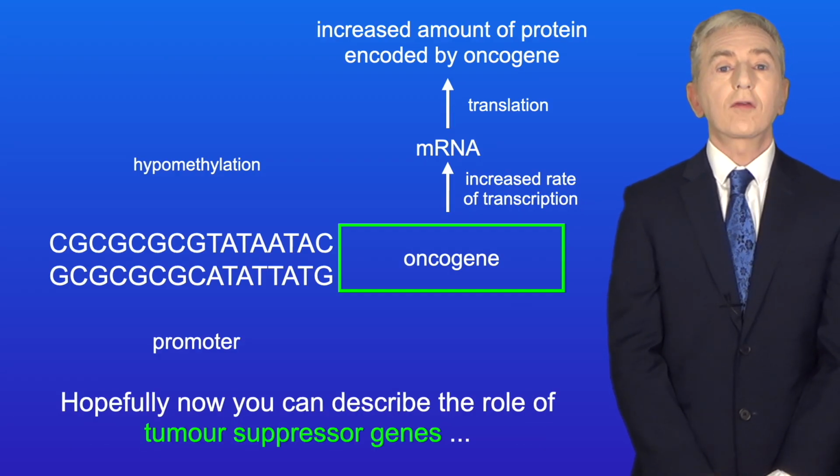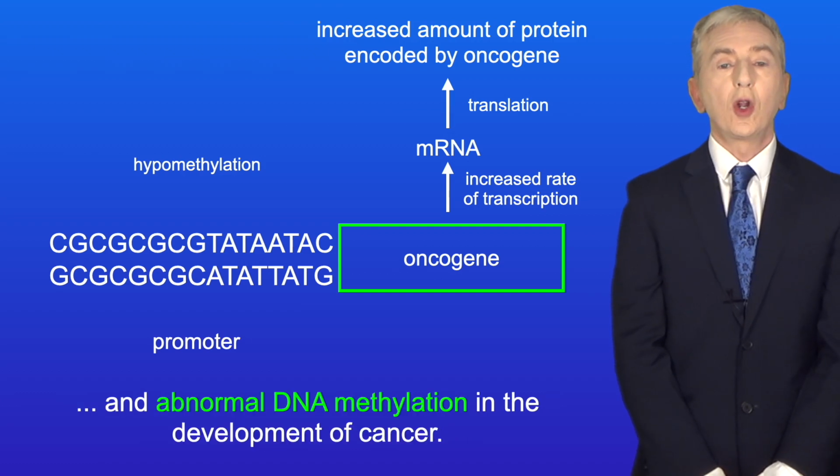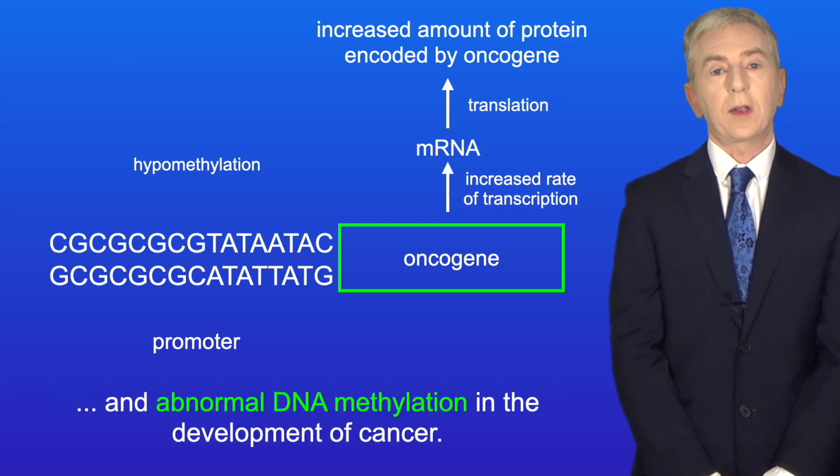Okay, so hopefully now you can describe the role of tumour suppressor genes and abnormal DNA methylation in the development of cancer.